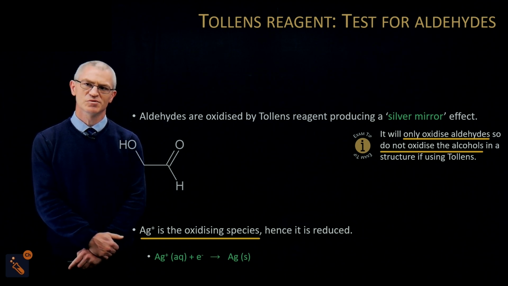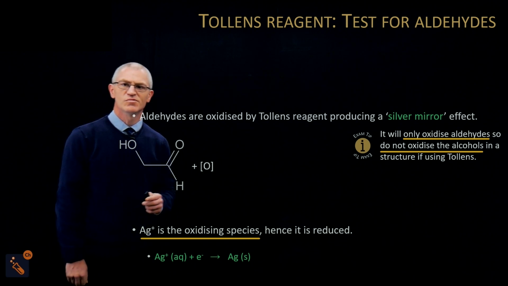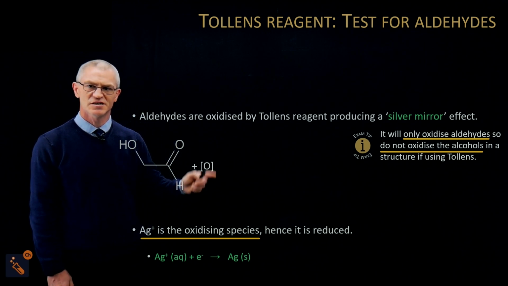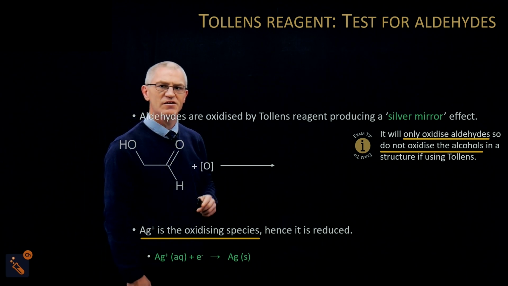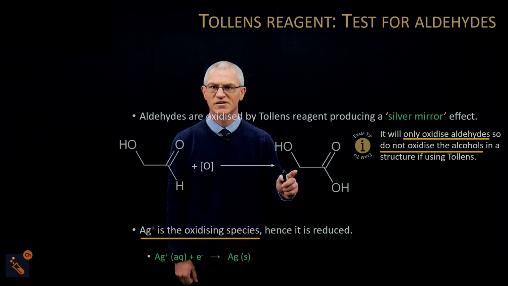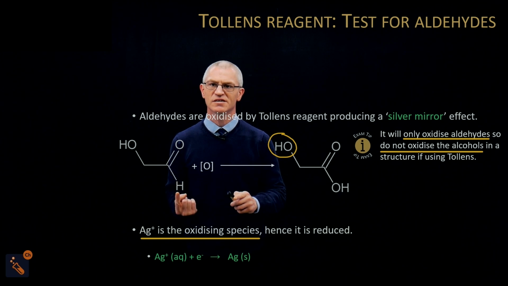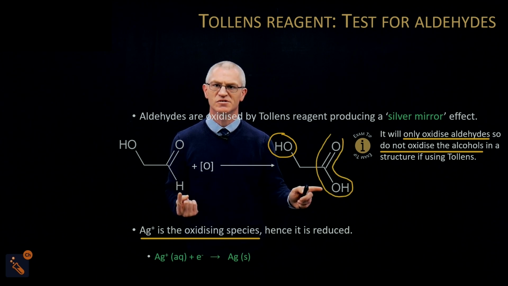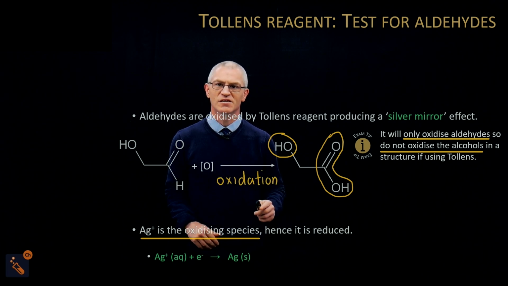Let's look at an example. We've got an alcohol here, we've got an aldehyde here. We then add an oxidizing agent, and that oxidizing agent is Tollens, and you can represent it as O. Then look at our product. Our product is a carboxylic acid, and the alcohol stayed exactly the same. So it's only this aldehyde here that has turned into this carboxylic acid here. So only change the aldehyde, do not change the alcohols. Now what does this actually look like, this oxidation?